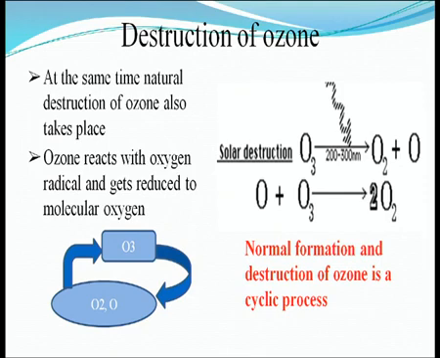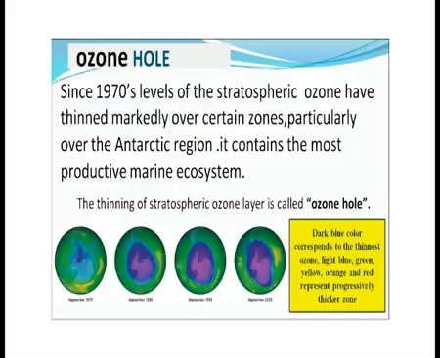Since 1970, levels of stratospheric ozone have thinned markedly over certain zones, particularly over the Antarctic region. It contains the most productive marine ecosystem. These are four pictures on your screen taken by a satellite, ranging from 1979 to 1989 to 1999 to 2009, and you can see the gradual disappearance of the normal ozone, depicted by orange and red color. In the latest one, it is almost blue, which shows the thinnest layer of ozone.